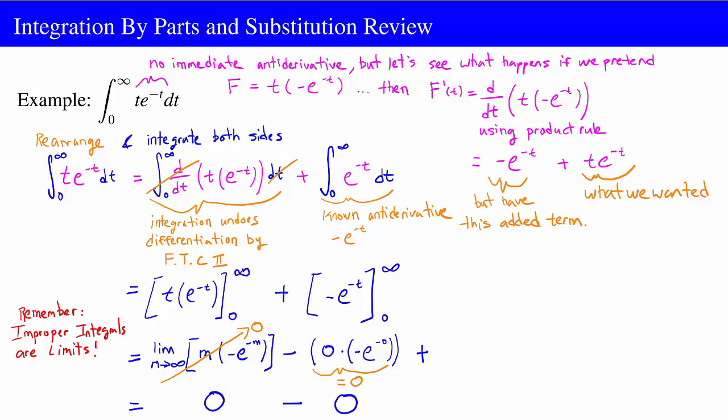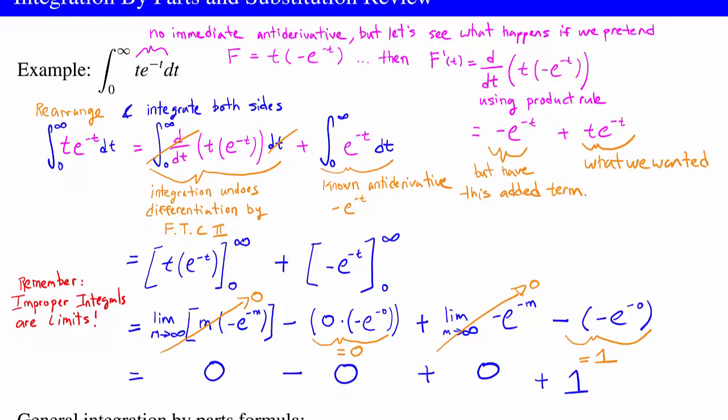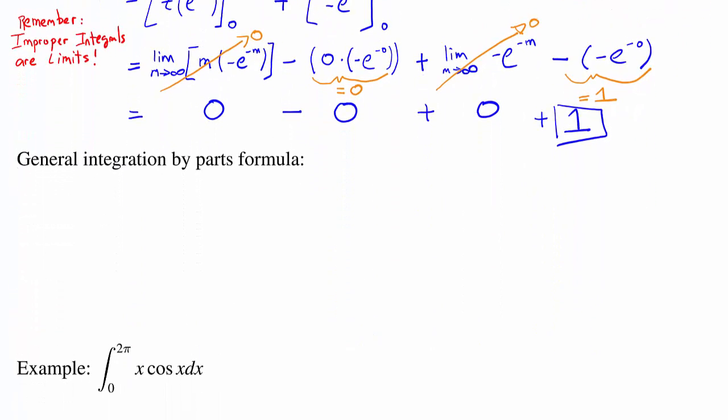Then for the other term, minus e to the minus t, you substitute infinity in and you get 0, and you substitute 0 in and you get 1. And so you'd wind up with minus e to the 0, which is just 1. So this is very typical of integration by parts, so we can write down the formula we used, so we don't have to rethink this out all the time.